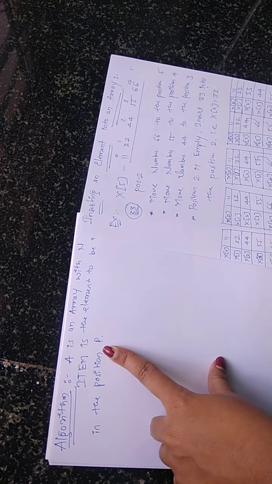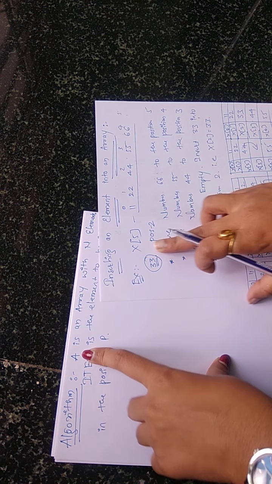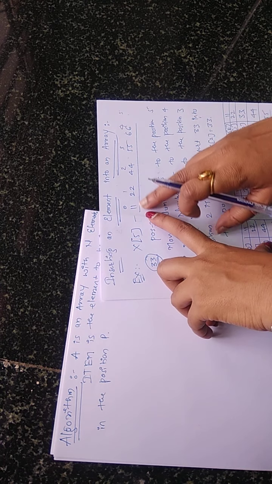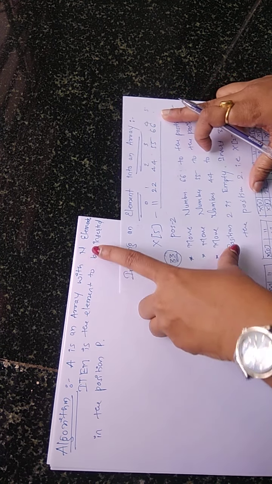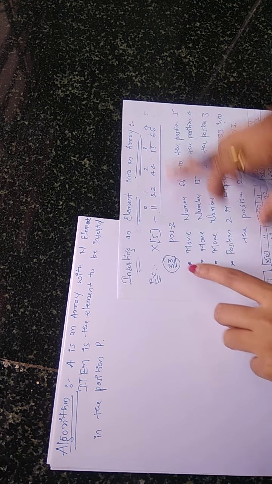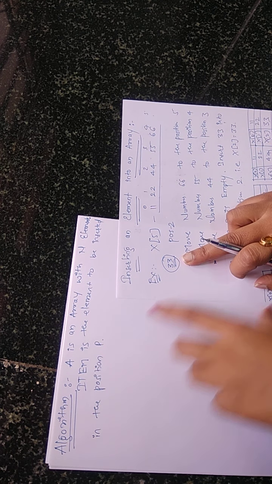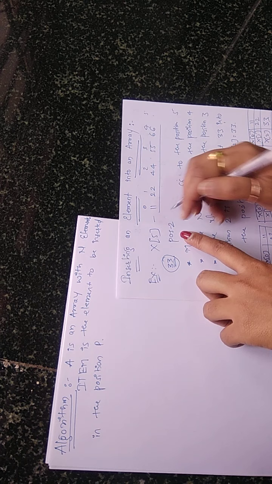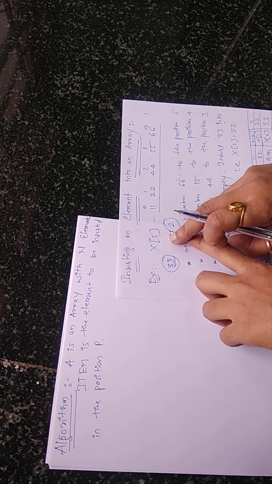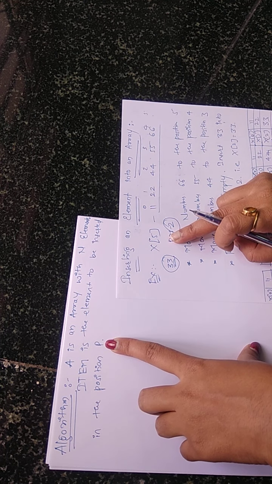Don't get confused, X means A. How many elements are there? Here you can count, it is 5, so that 5 will be stored here in N. Which element do you want to add extra? 33, that is stored in item. In which position do you want to add? In the second position, so that is stored in P. Done? So A is the array name.